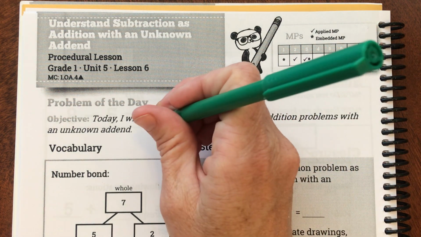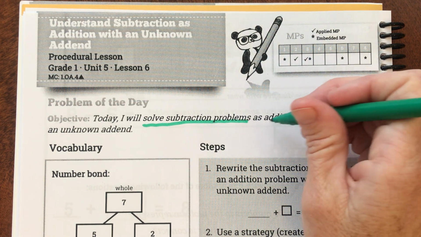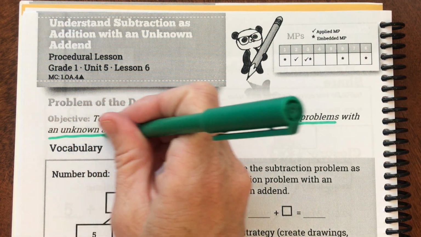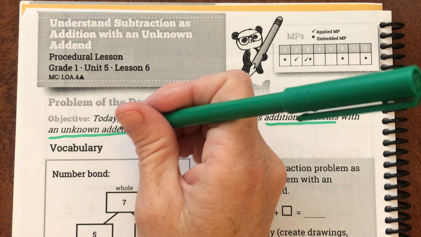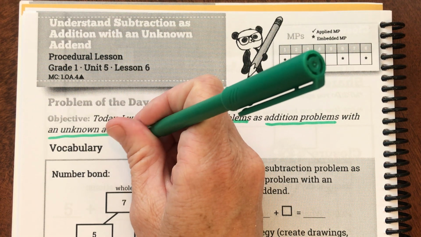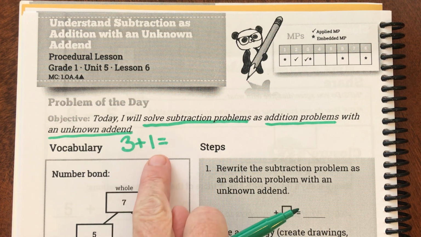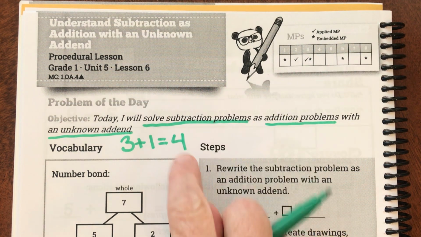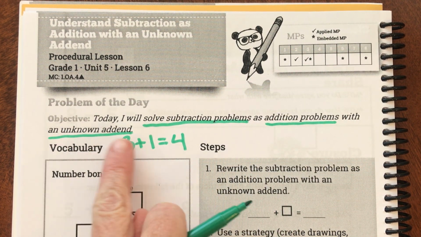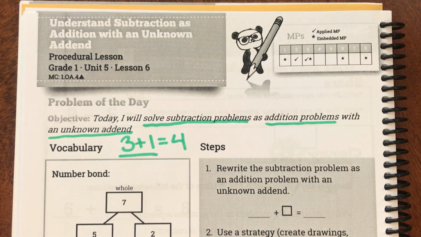So today we're going to solve subtraction problems. But the strategy that we're going to use is we're going to turn them into addition problems and have an unknown addend. Now remember, boys and girls, what an addend is. If I had an addition problem, 3 plus 1, these two numbers are called my addends. And the answer is called my sum. So when it says an unknown addend, they mean one of these is going to be missing today. That's what we're going to be doing.